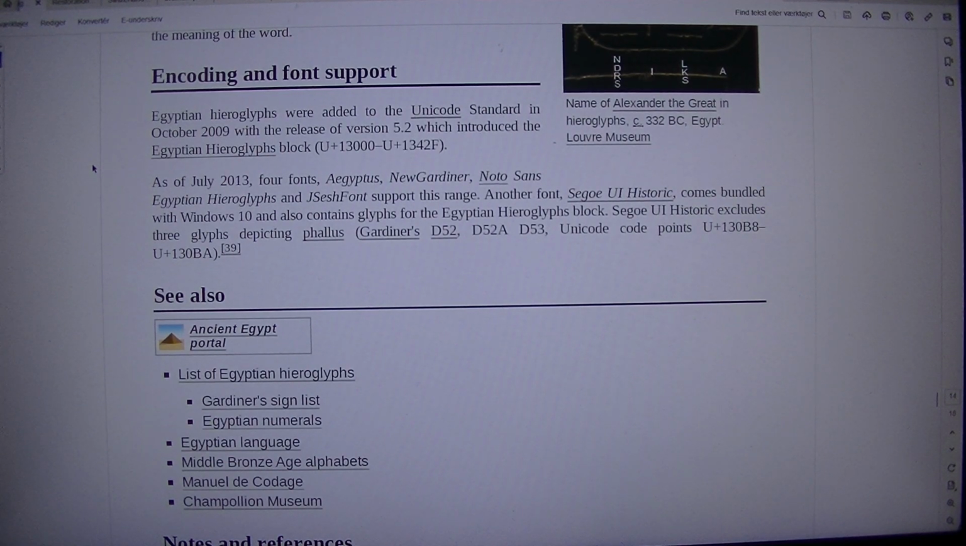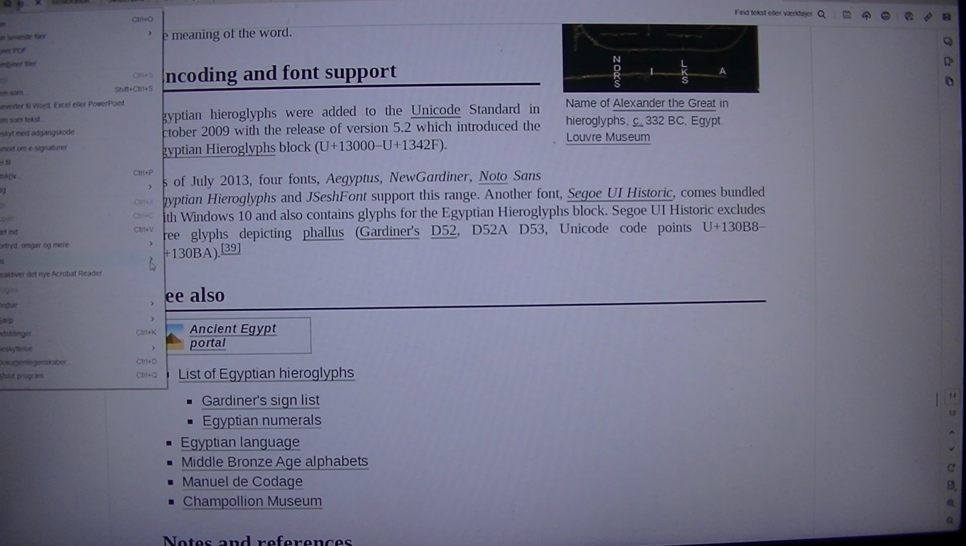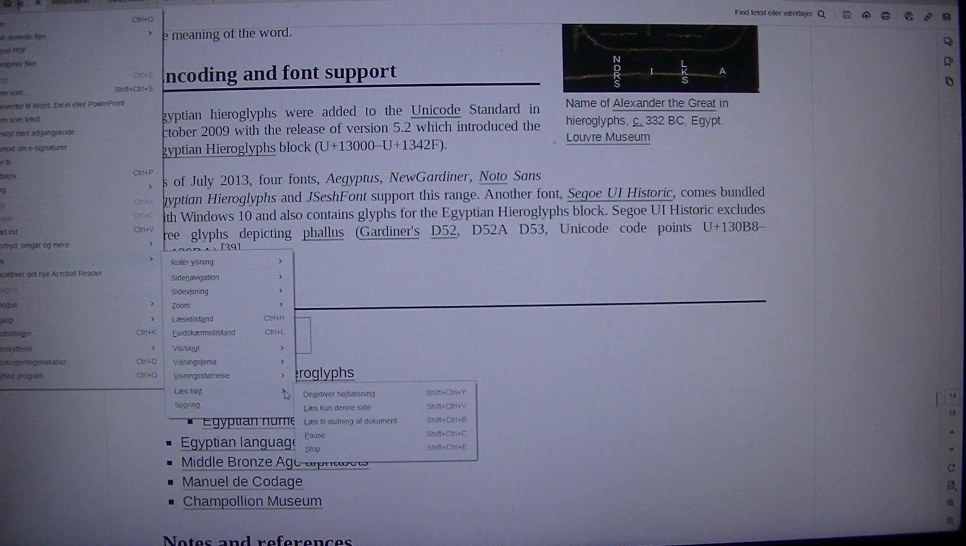See also. Ancient Egypt portal, list of Egyptian hieroglyphs, Gardiner's sign list, Egyptian numerals, Egyptian language, Middle Bronze Age alphabets, Manuel de Codage, Champollion Museum. Notes and references.